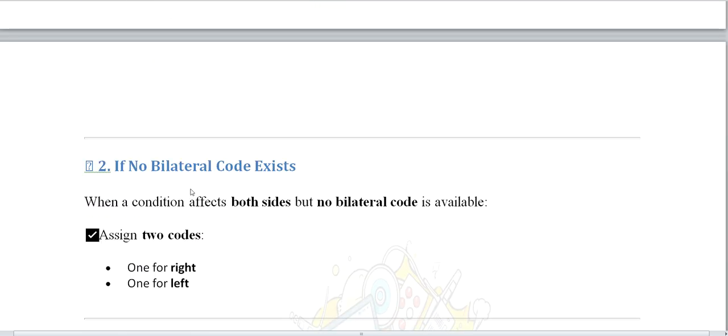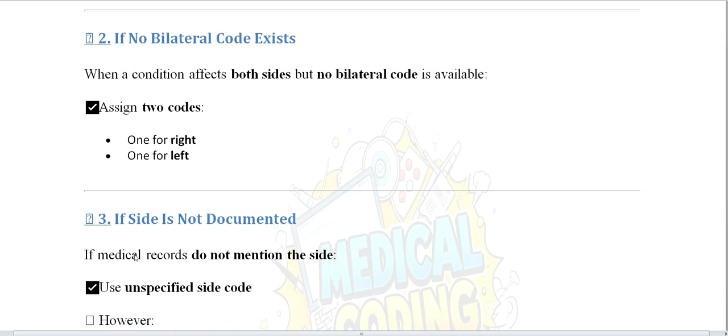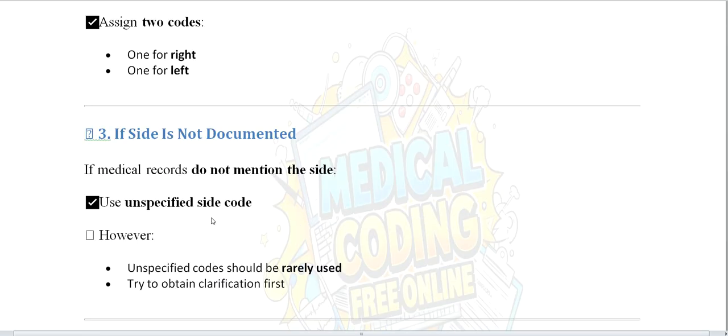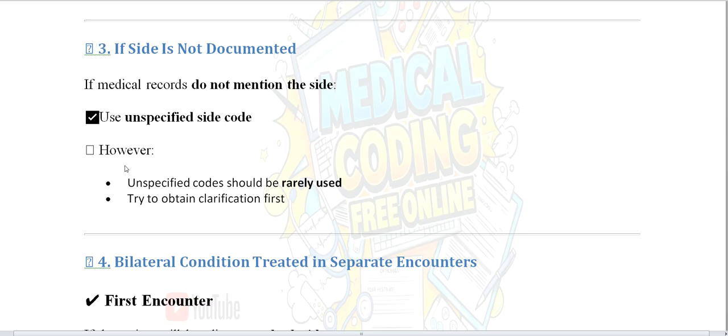If no bilateral code exists when a condition affects both sides, assign two codes, one for the right and one for the left. If the site is not documented, if medical records do not mention the site, use the unspecified site code. However, unspecified codes should be rarely used. Try to obtain clarification first.